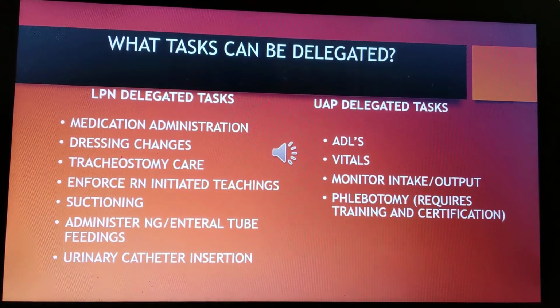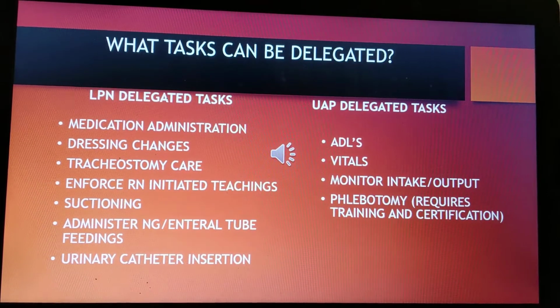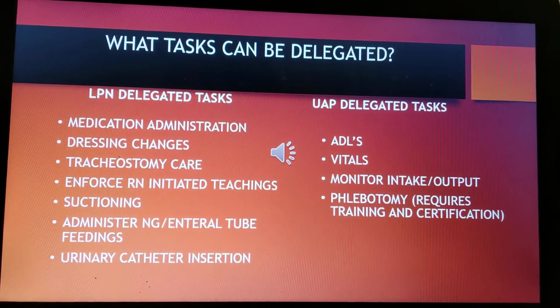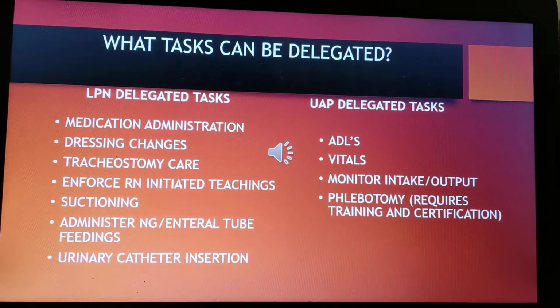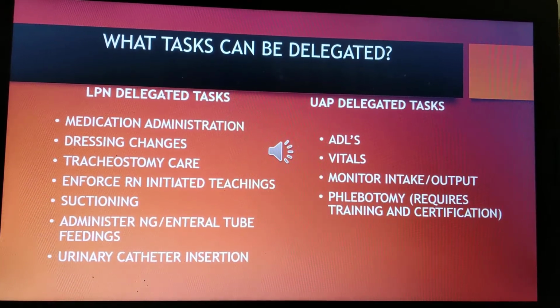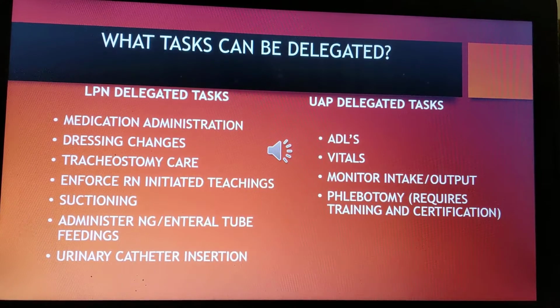RNs and LPNs may delegate to the UAP to perform ADLs, vitals, monitor intake and output, and phlebotomy. But be mindful that phlebotomy does require specific training and certification.